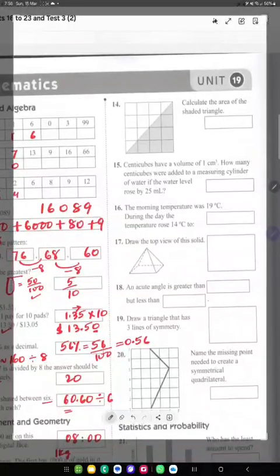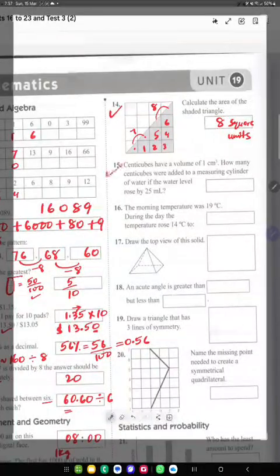Then question 14, calculate the area of the rectangle. So you can count squares in it. So 1 2 3 4 5 6. Count 2 halves as 1 square, so that will make 7, and this is 8. So I have 8 whole squares, so the area is 8 square units. Whatever the unit is, 8 square units. It can be centimeter squared, meter squared. They didn't mention any, so we can simply write square units.